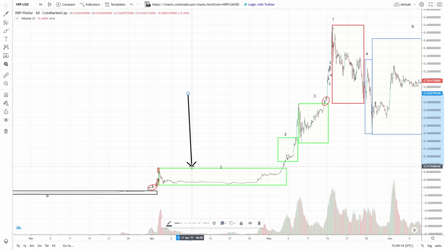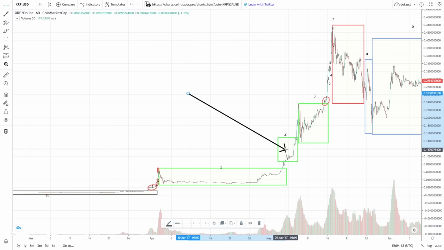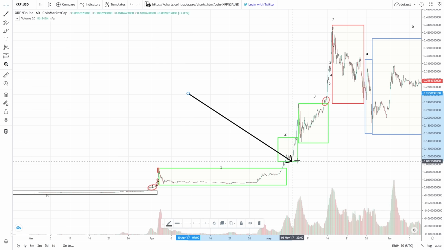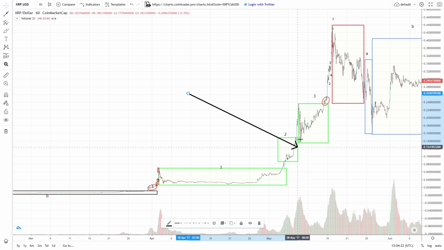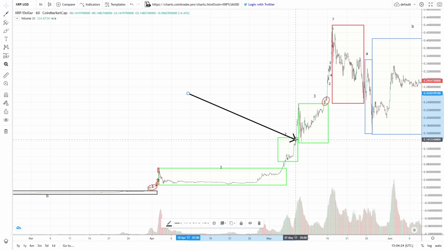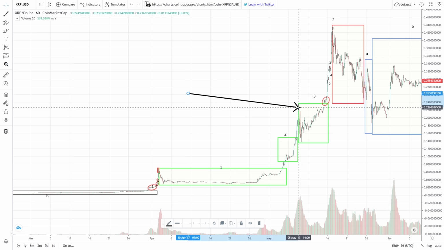Look how large this first corrective structure was. It moves up into the second corrective structure, and we have that familiar lower correction, the move up, and the upper correction, and then it rockets above that second corrective structure and enters into the third corrective structure. Let's zoom in on this part.